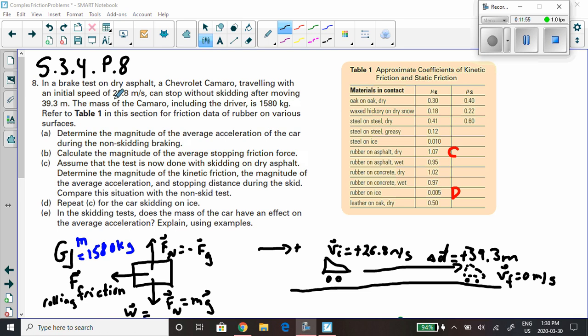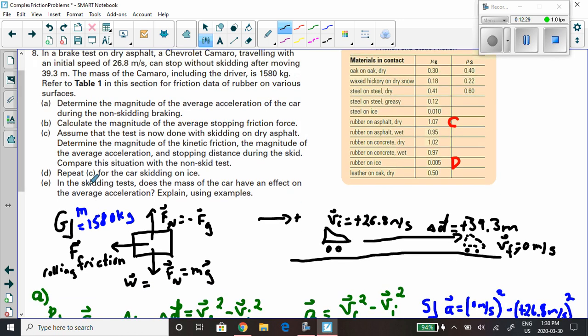So look what it says here. Had an initial speed of 26.8 meters per second, can stop without skidding after moving 39.3 meters. What's this all mean? It means it moves forward while it's braking, and it moves forward for 39.3 meters until it eventually comes to a stop, meaning at this point right here, its final velocity is 0. That's what all of this meant up here. I've converted this into a picture. Remember, we have to draw a picture. It really helps us. So let's continue here.